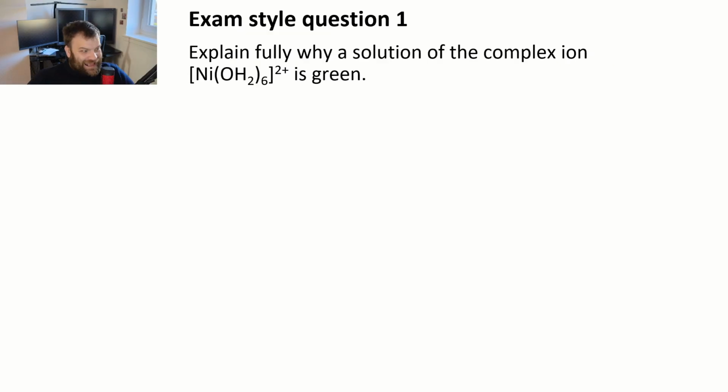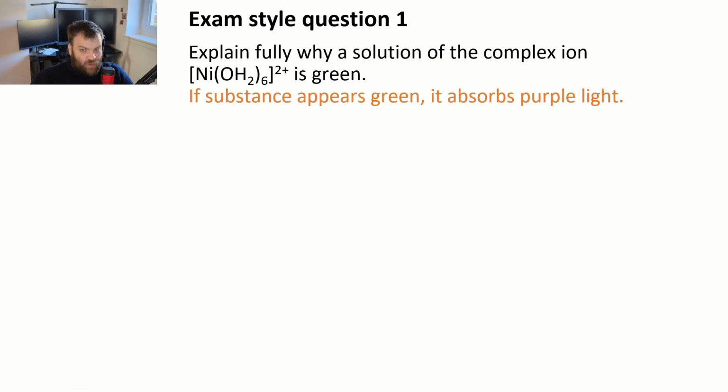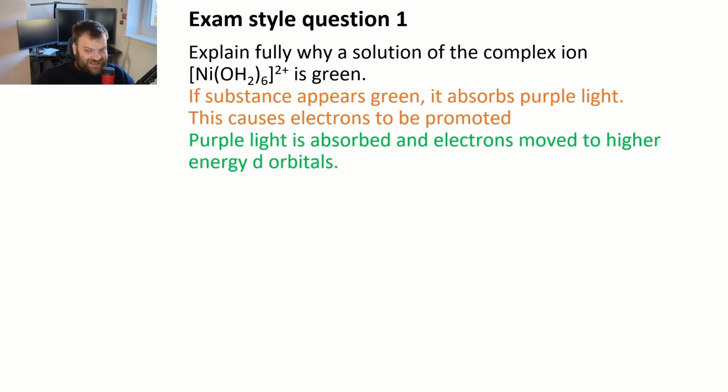In this question, we're asked to explain why a particular solution would appear green. If a substance appears green, it will absorb the light that is opposite it in the colour wheel, which in this case would be purple. This is the light that would cause the d electrons to be promoted from the lower d orbitals to the higher d orbitals. Purple light is absorbed, and this causes electrons to move to the higher d orbitals.